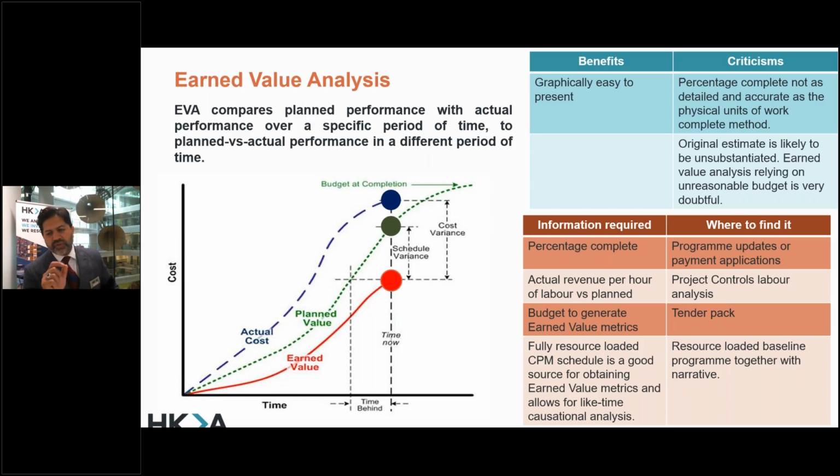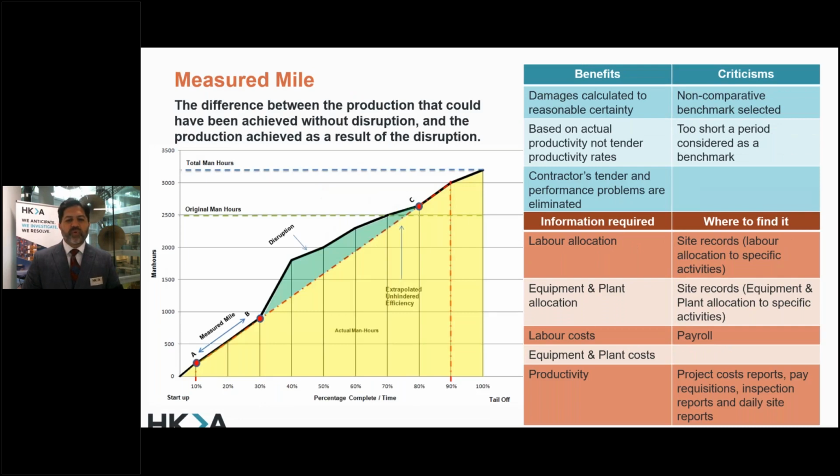Because when you're looking at the actual cost, it's what has actually been spent on site. The plan cost is what the plan called for spending on the tasks planned to be completed by this date. So the earned value is what's been generated through your budgets, etc. So again, original estimates sometimes become challenging in terms of relying on them. There is a criticism on unreasonable budgeting and it becomes challenging unless you have full data of cost, time, etc. available.